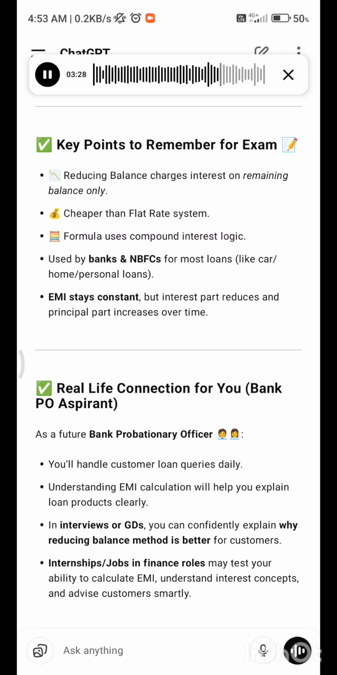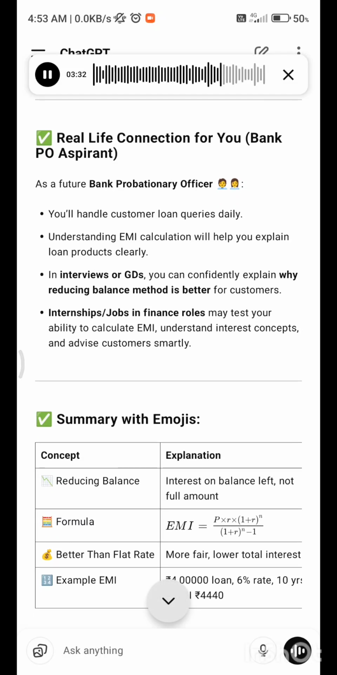Real-life connection for you, Bank PO aspirant. As a future bank probationary officer, you'll handle customer loan queries daily. Understanding EMI calculation will help you explain loan products clearly. In interviews or GDs, you can confidently explain why the reducing balance method is better for customers. Internships, jobs, and finance roles may test your ability to calculate EMI, understand interest concepts, and advise customers smartly.